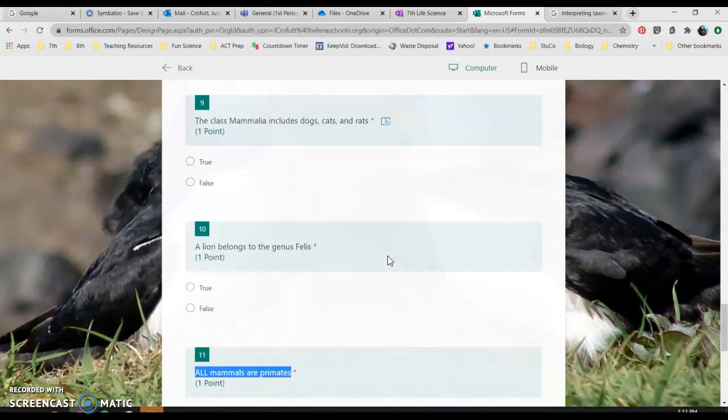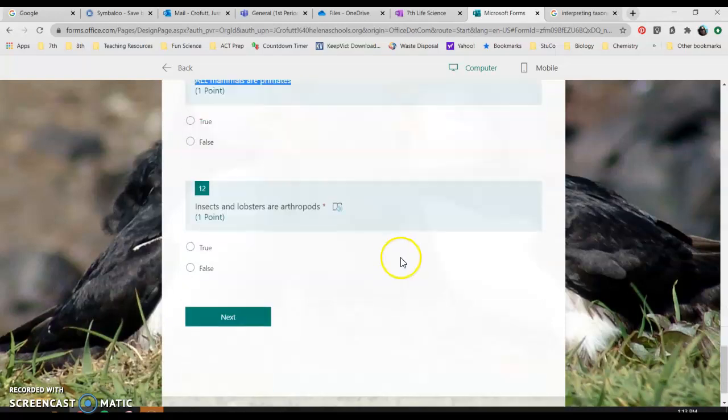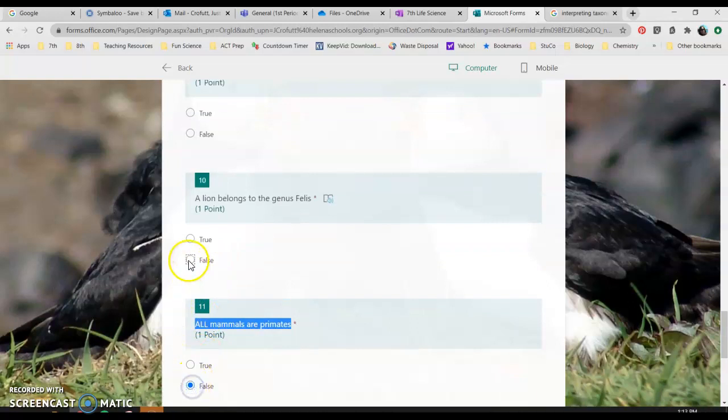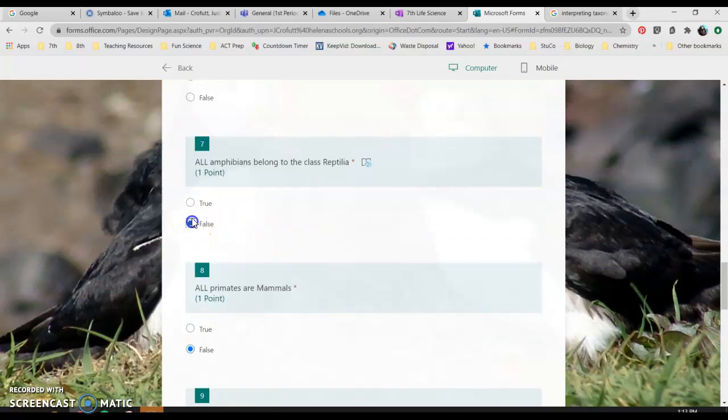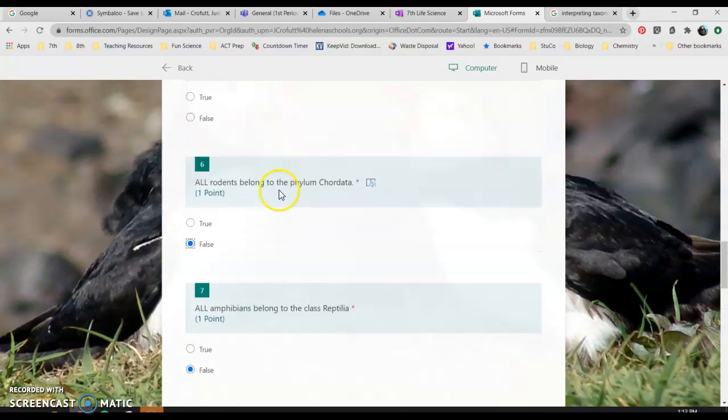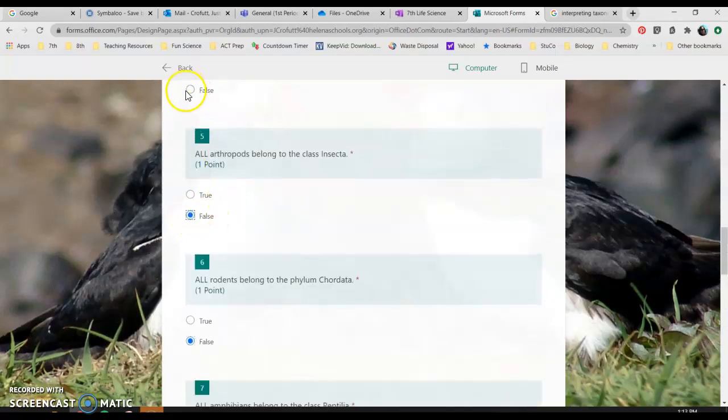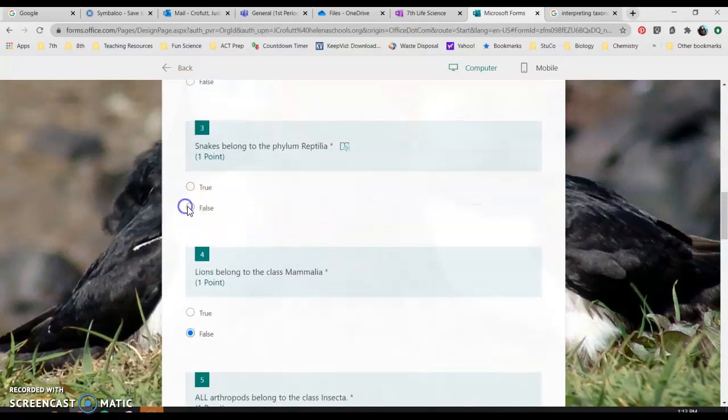See if there's any other good ones I can go through here. So you guys can kind of sort through these. If you have any questions, let me know. I'm just going to go through and click false on all of these, even though that might not be the correct answer, just so I can move on to the next section and show you. Give me just a minute.